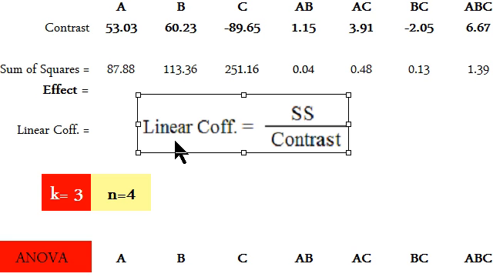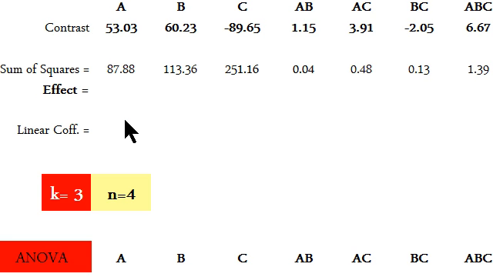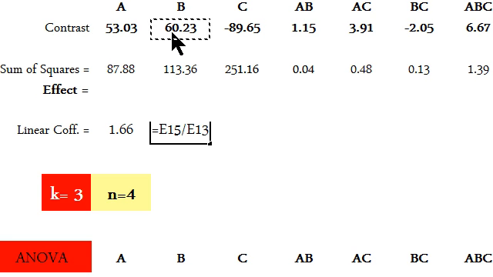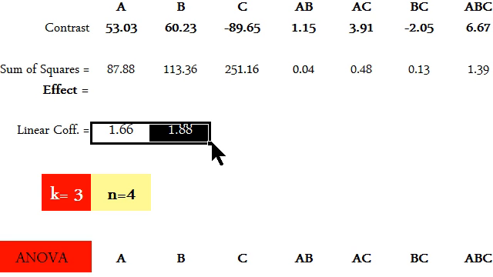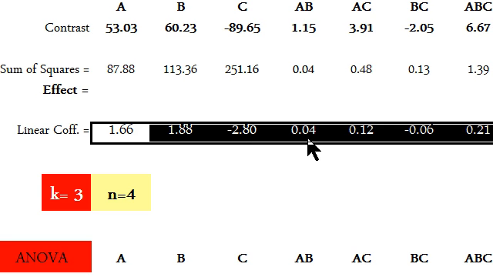So it's the sum of squares divided by the contrast. So for factor A, sum of squares divided by contrast. Factor B, sum of squares divided by contrast. Now in this case you can drag the cells down as well.